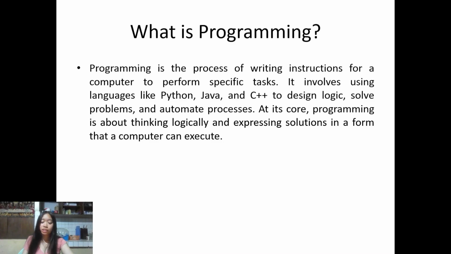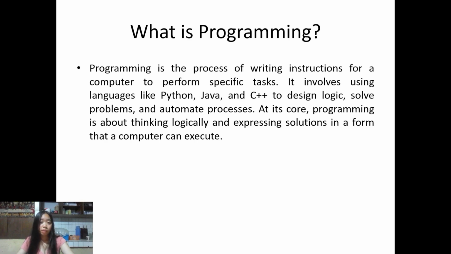Welcome to the comprehensive introduction to programming. In this session, we will explore fundamental programming concepts, tools, and practices that form the backbone of software development. Programming is a skill that empowers you to create applications, solve problems, and innovate in technology.